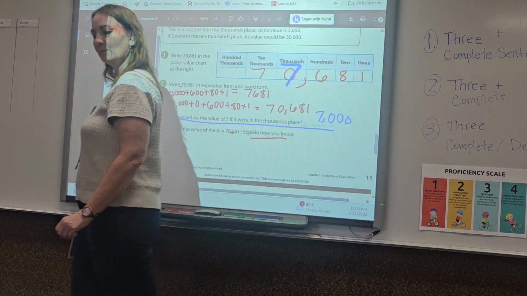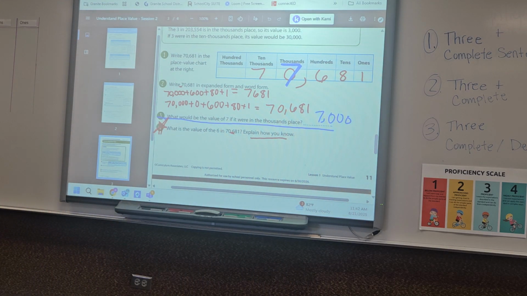Look and see what you wrote. Make sure you answered both questions. If you just have a number, you're not done. You need to write a sentence explaining how you know that. How do you know the value of the 6 is whatever you wrote down? So he's got a nice sentence.